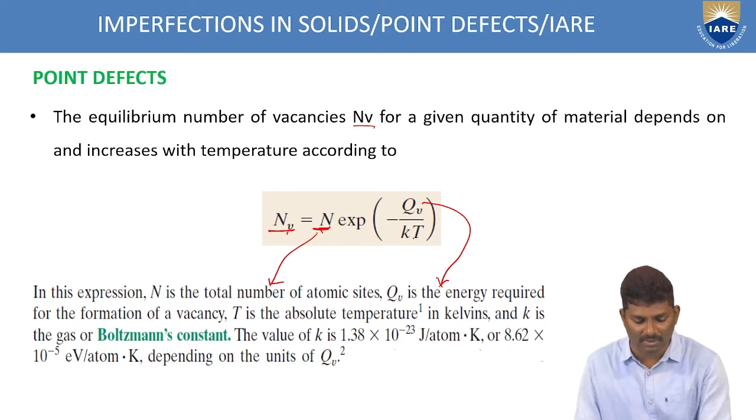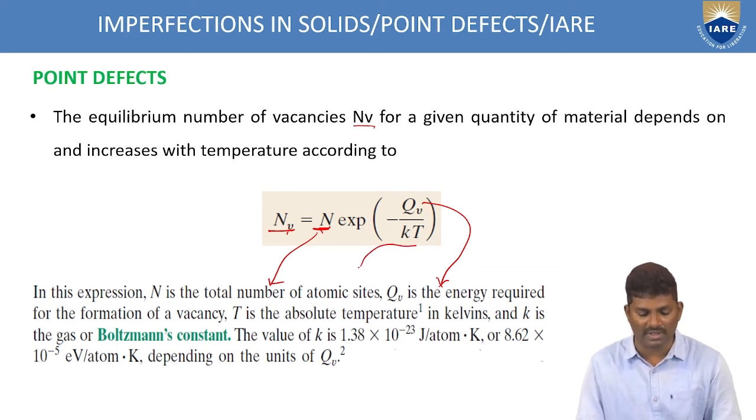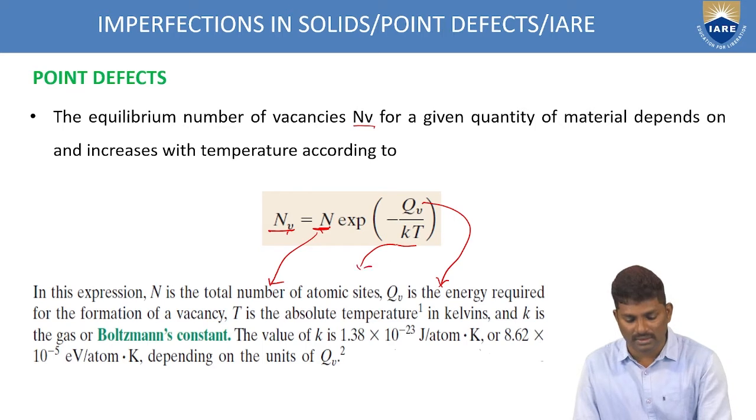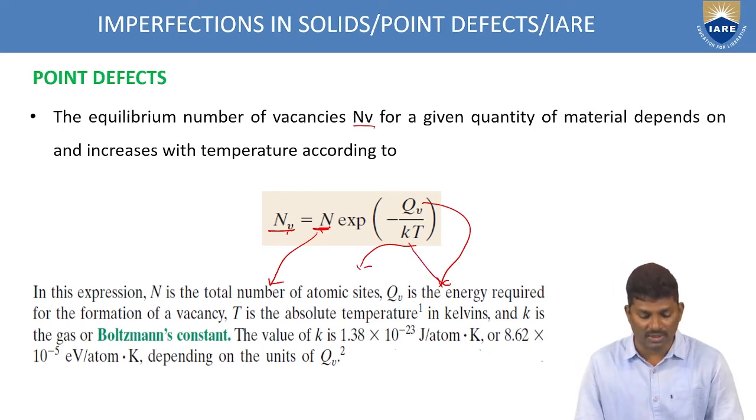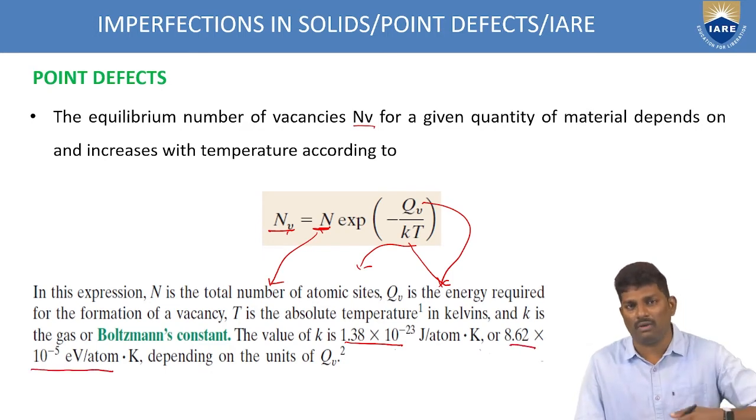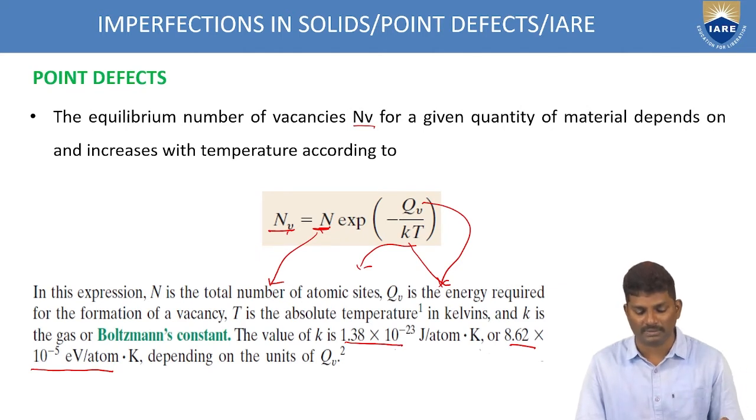And of course, T is the absolute temperature in kelvins, and K is the Boltzmann constant value. That is 1.38 × 10^-23 joules per atom, or 8.62 × 10^-5 electron volts per atom. So this depends upon what units you are taking.